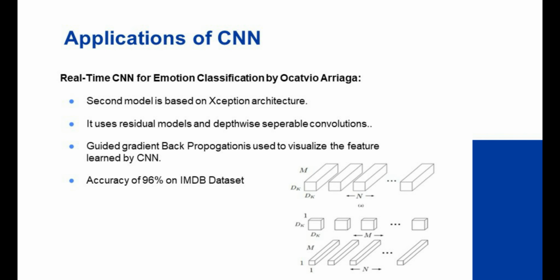Moving on to the second model, and also the last model in our presentation, it is based on the Xception architecture. This architecture uses residual modules and depth-wise separable convolutions. Depth-wise separable convolutions contain depth-wise convolutions and point-wise convolutions. It is shown in this figure.